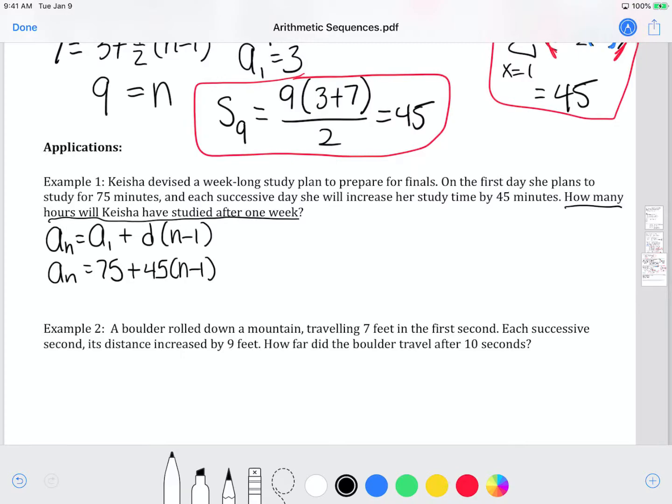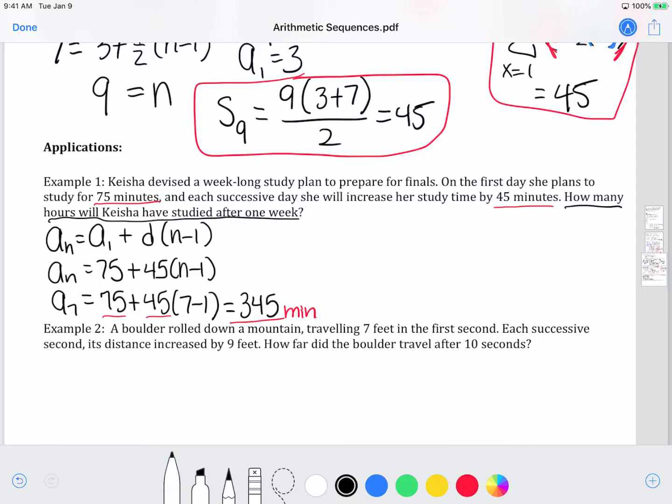Now we need to figure out what A7 is. So A7 would be 75 plus 45 times 7 minus 1. When you put that in the calculator, you're going to get 345. Now this isn't in hours because if you look back, everything they're giving us is in minutes. 75 is in minutes and 45 is in minutes. So this 345 represents minutes. Okay, so keep that in mind because at the end we're going to have to change this to the number of hours.